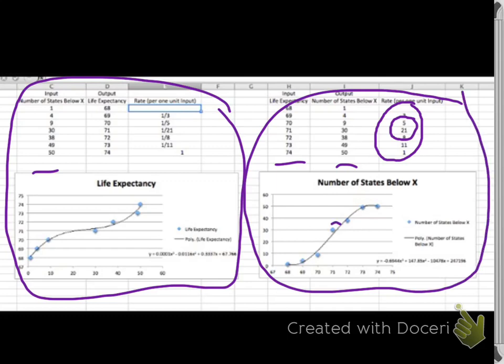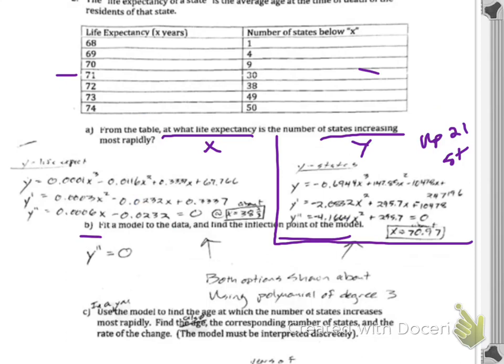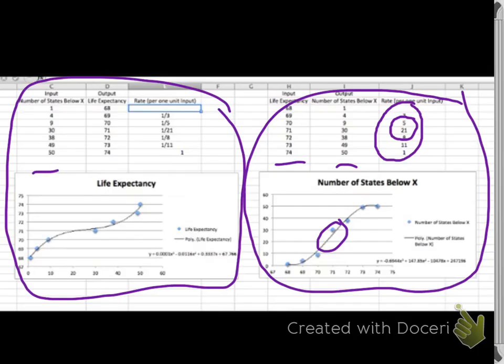versus the point of inflection that happens in the first one, the one on the right-hand graph, the one that we're going to use, where input is life expectancy, that rate of increase will help us answer part C at the end, where it says at what age is the number of states increasing most rapidly. That will follow that model where age is X and life expectancy is the number of output years. So just picking that right graph is a tough one just by the wording of it, but we're going to go with that second graph.